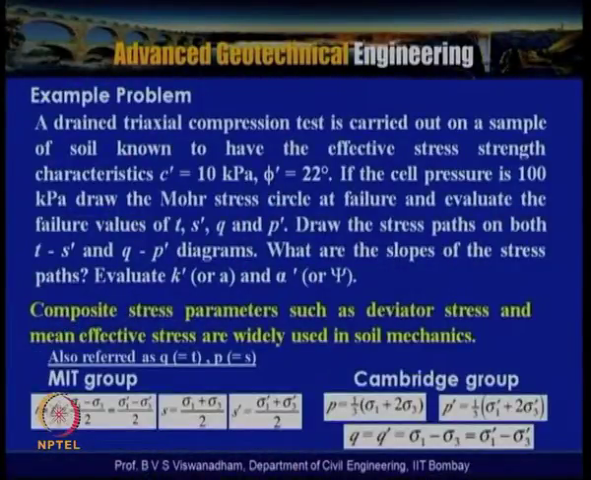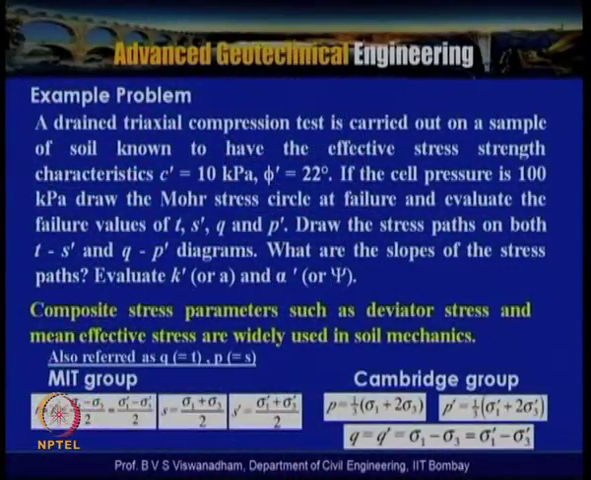So before looking into the discussion, let us take an example problem, which reads like this. A drained triaxial compression test is carried out on a sample of soil known to have the effective stress strength characteristics, the effective stress parameters, c dash equal to 10 kilopascals and phi dash equal to 22 degrees. If the cell pressure is 100 kilopascals, draw the Mohr stress circle at failure and evaluate the failure values of t, s dash, q and p dash, and draw the stress paths on both t, s dash and q, p dash diagrams. And what are the slopes of the stress paths? Evaluate k dash or a and alpha dash or psi.